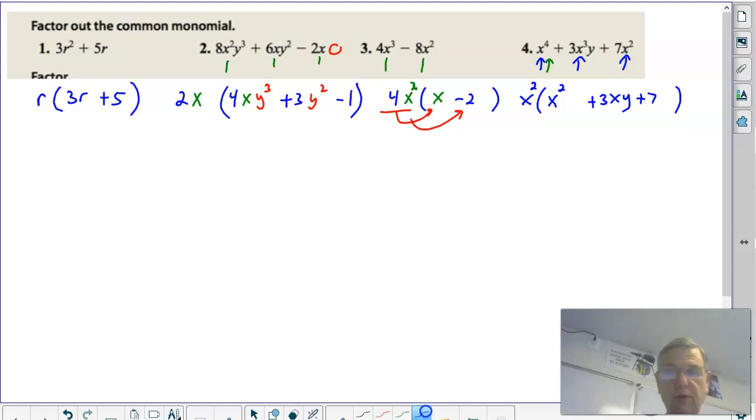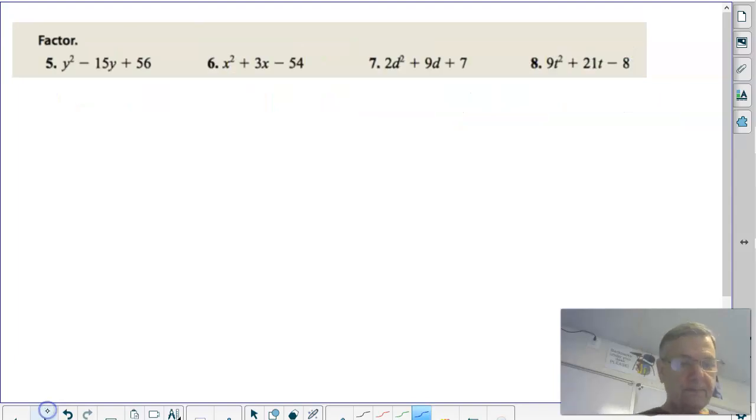Okay, so there's numbers 1 through 4. This is the way you start all factoring. And what I keep telling you and need to keep reminding you is always look to factor out common factors first. Because there are not always common factors, that's why students forget to do so. So this is just the first step in factoring, the first thing to look for. Okay, let's go on. All right, 5, 6, 7, and 8.